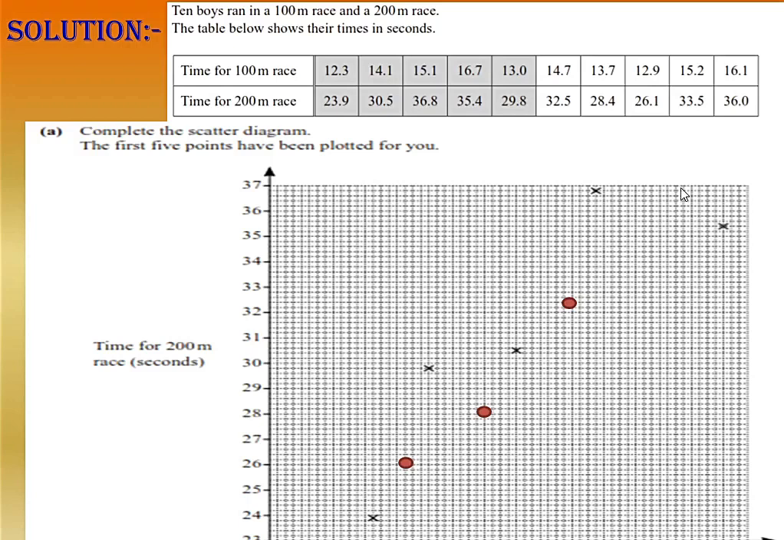The fourth one is for the 15.2 on horizontal, we will read 33.5 on vertical. So it will be over here. The last point is against 16.1 on horizontal, we will take 36.0 on vertical. So our last point will be plotted over here.